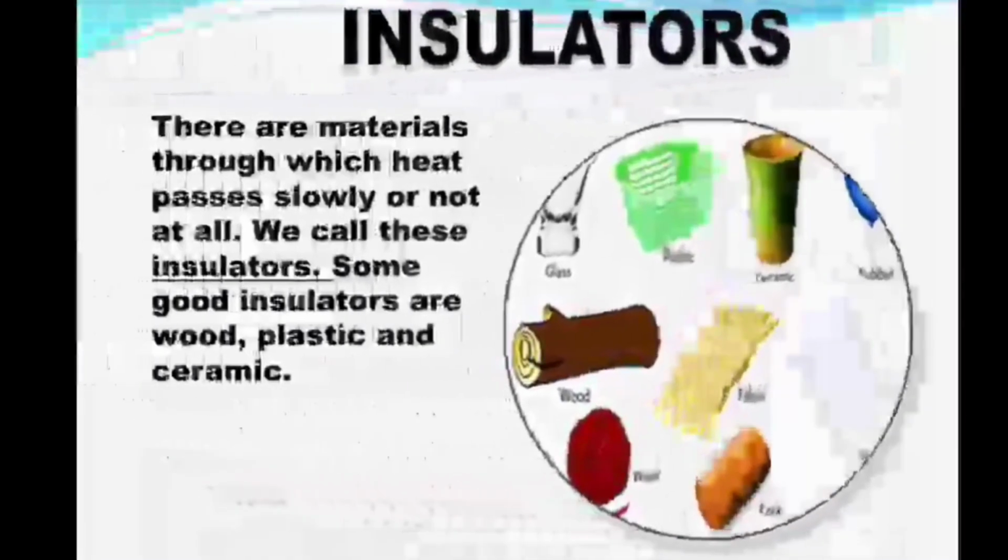There are materials through which heat passes slowly or not at all. We call these insulators. Some good insulators are wood, plastic, and ceramics.